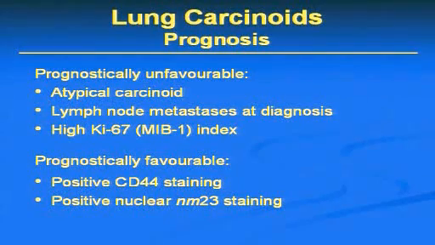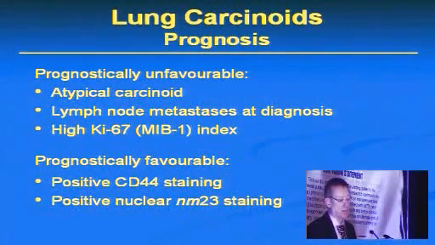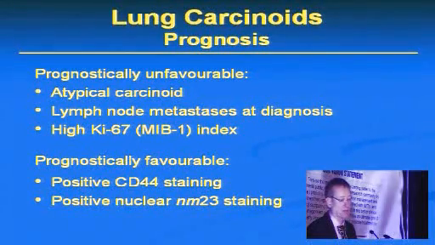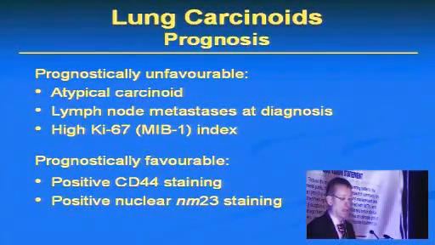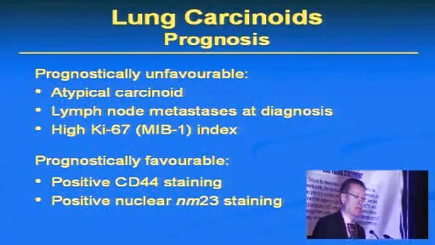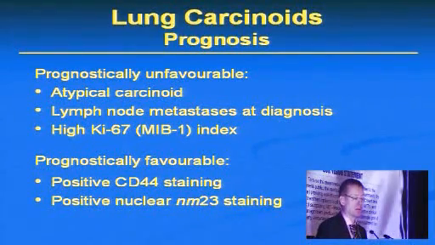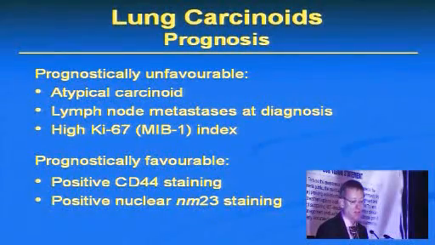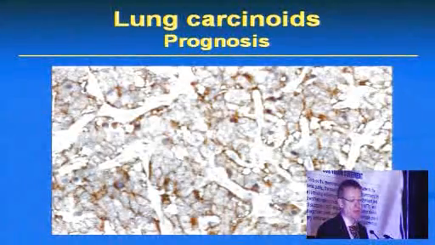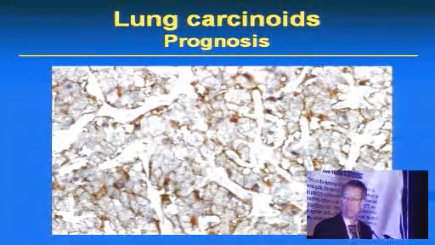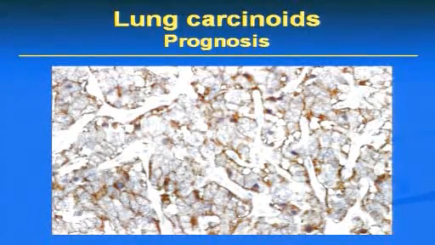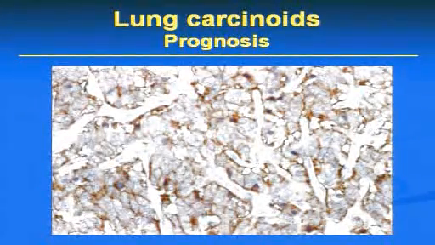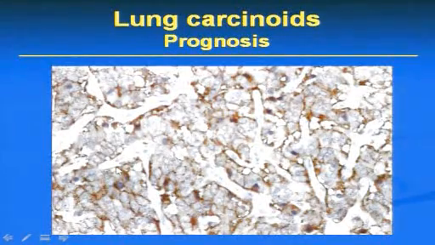Prognostically unfavorable things: atypical carcinoid, lymph node metastasis at diagnosis, and high proliferative index, Ki67. And prognostically favorable, positive CD44 staining. That's why I said that you should stain for CD44, and positive nuclear NM23 staining, which we don't routinely do. This is a patient with a typical lung carcinoid, and you can see the membranous CD44 staining. This patient did not recur.